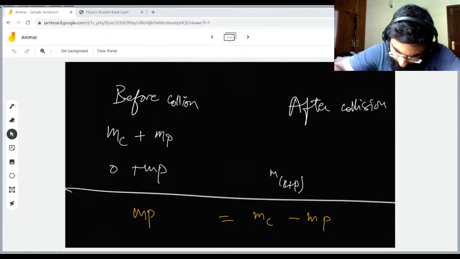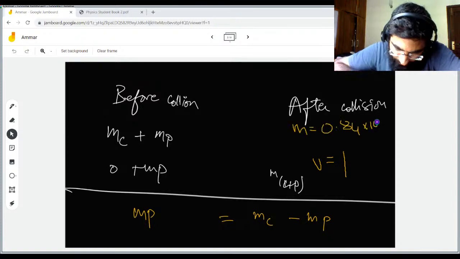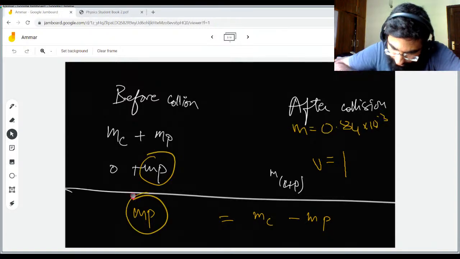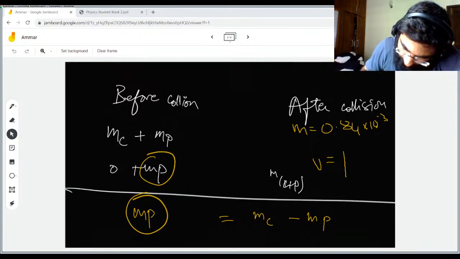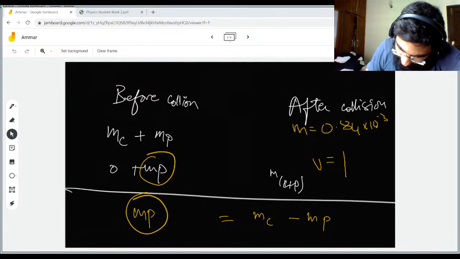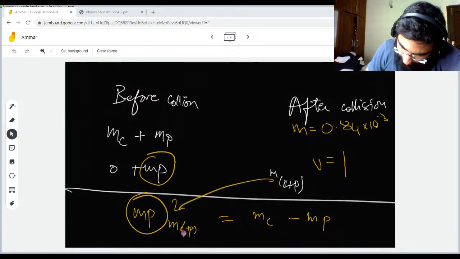See, because it was one before, v was one. See it this way: before collision, the momentum of the pellet was this. So now it will become this thing. Instead of over here, I write this thing over here. And the momentum of the car afterwards. This is after collision in the second case.